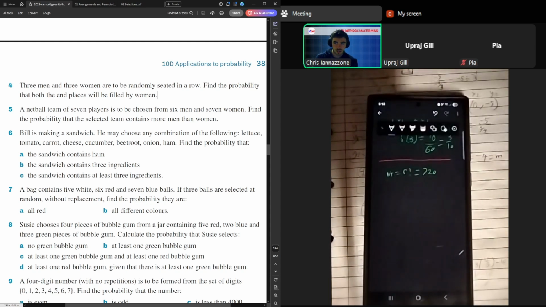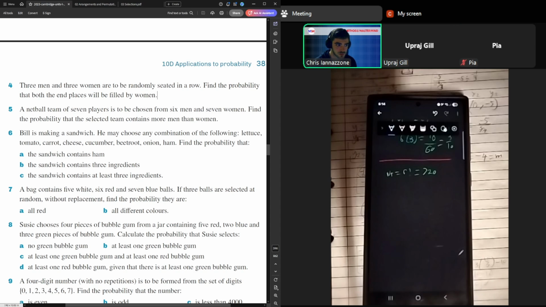Typically, the way I think about these is I think about the restriction first. And in this case, the restriction is that the end places have to be filled by women. So if you just had to fill the end places with women, how many ways could you do that based on what you have available to you? Like if the whole question was just I have 3 men, 3 women, and 2 spots to be filled with women, how do you do that?